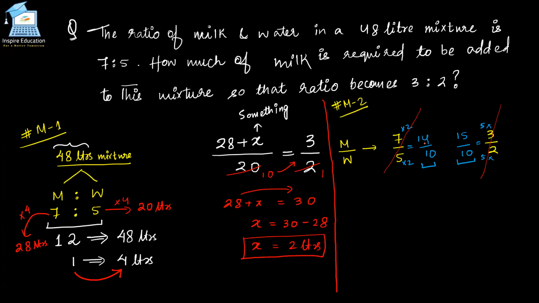The initial ratio is 14/10. The final ratio is 15/10. You can see water is constant, and obviously this particular ratio suits the question, because the question also says that water is constant. Milk is changing by how much? Milk is changing by 1 ratio. All these are ratios, not original values.